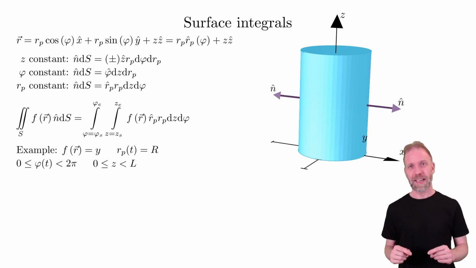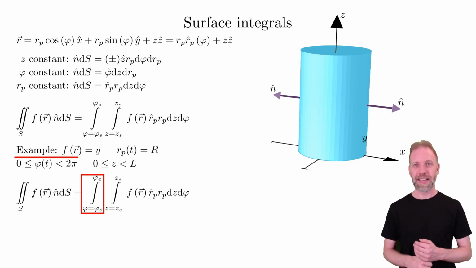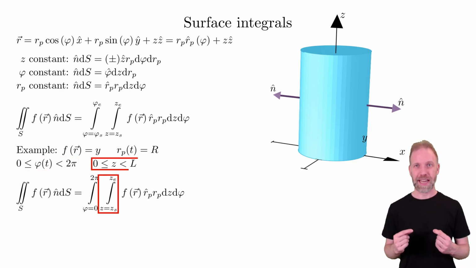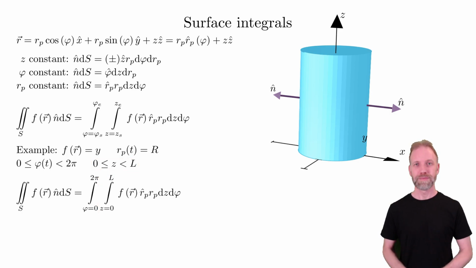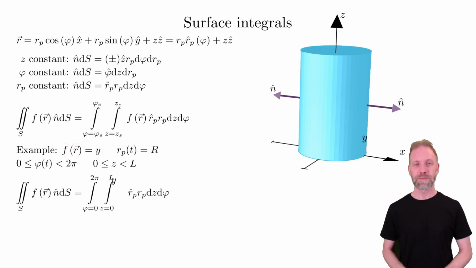This integral is very similar to when we calculate the force from hydrostatic pressure on a cylinder in fluid mechanics. Start by writing that phi goes between 0 and 2 pi, and z goes between 0 and L. Insert that the function is y, and rewrite y to cylindrical coordinates.